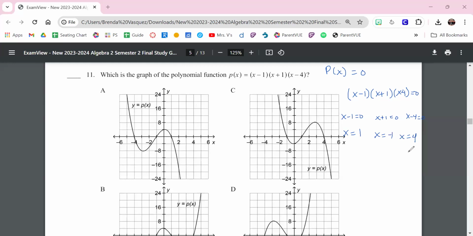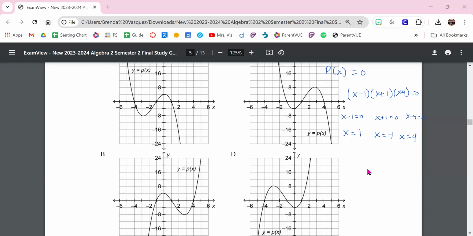So let's see from our graphs which one has those 3 zeros. Let's try the first one. Let's see, we're looking at positive 4.